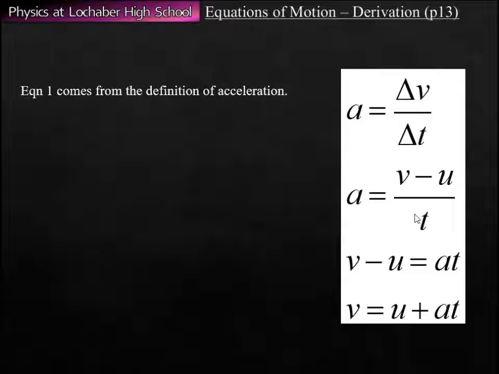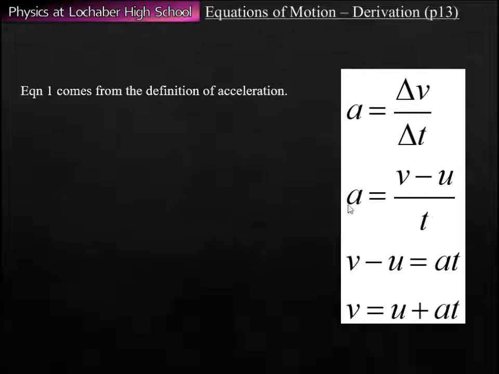The second line here just separates out a little bit. Instead of saying change in time, we just say time, because, well, it's largely the same thing. And instead of change in v, change in speed, we're going to specify it a little more. V is representing the final speed, u the initial speed. And v take u is the same as change in speed.